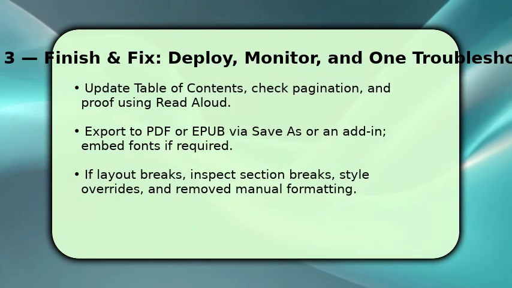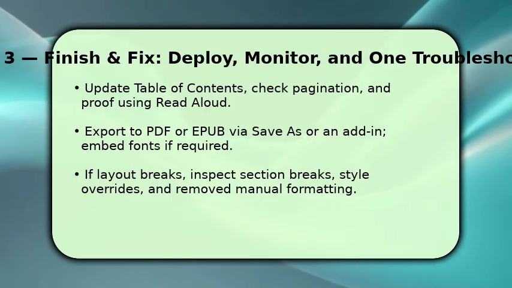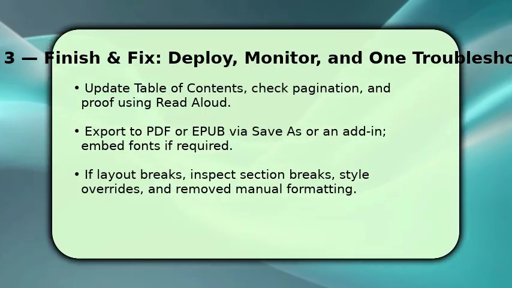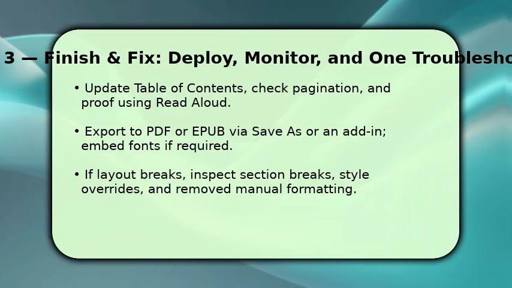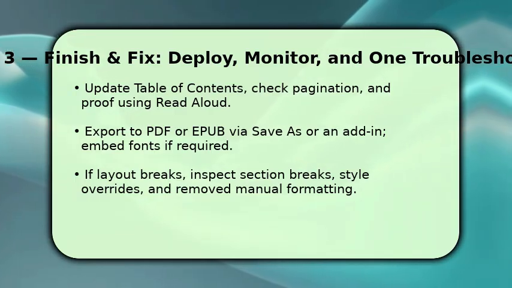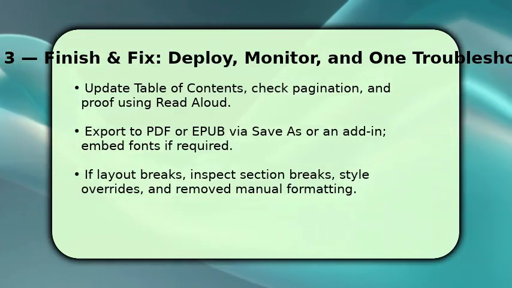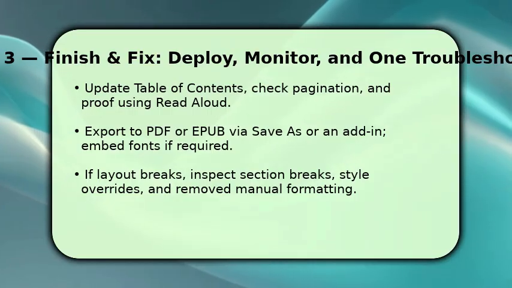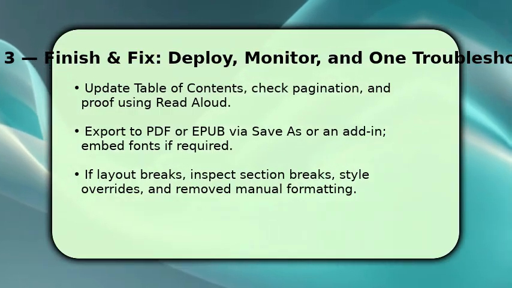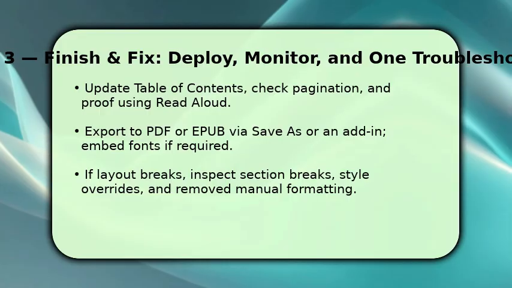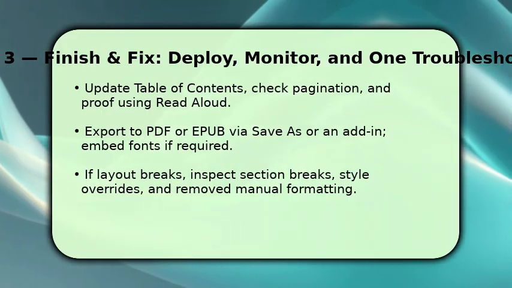Update the table of contents, confirm page numbers and widows/orphans, and run read aloud for a final pass. Export to PDF for print or use save as EPUB or an add-in for digital formats. Embed fonts when necessary. If you hit layout problems, inspect section breaks, clear style overrides, and avoid manual spacing.